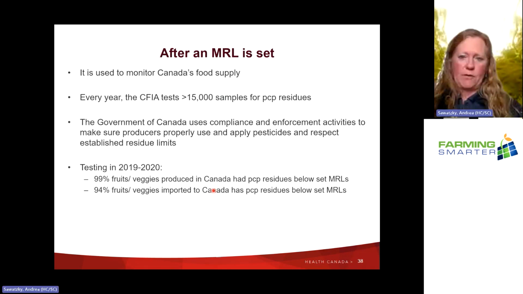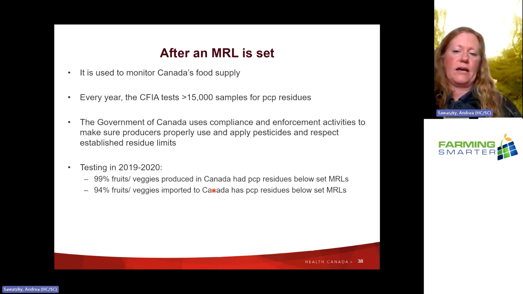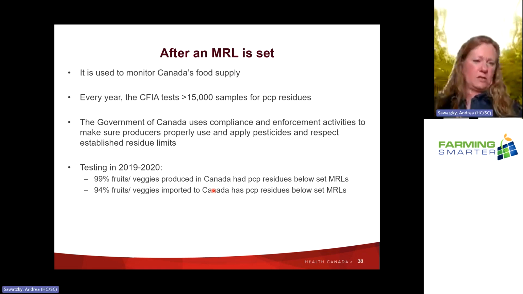And after an MRL is set, it is used, as I said earlier, to monitor Canada's food supply to make sure it complies with the food and safety laws. Like I said before, CFIA does the testing for MRLs, and they do more than 15,000 samples every year of a wide variety of foods. They're looking for pesticide residues. Now, the thing to note here is there's 15,000 samples.